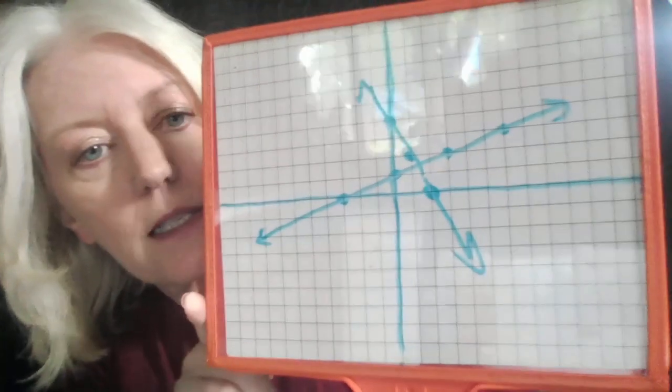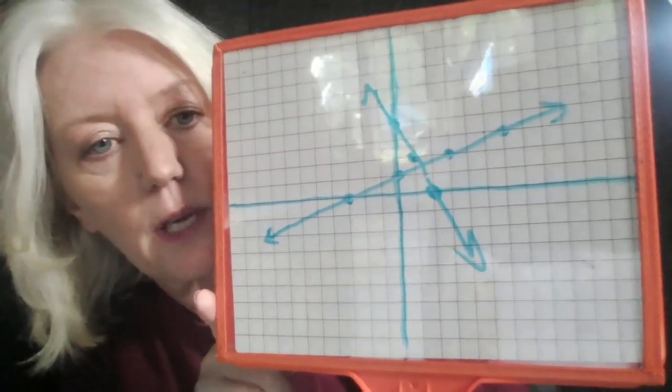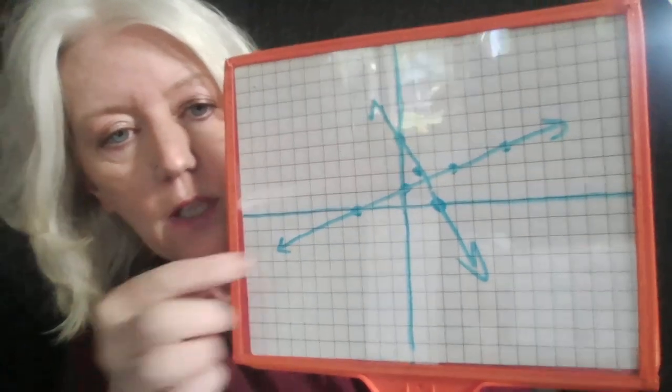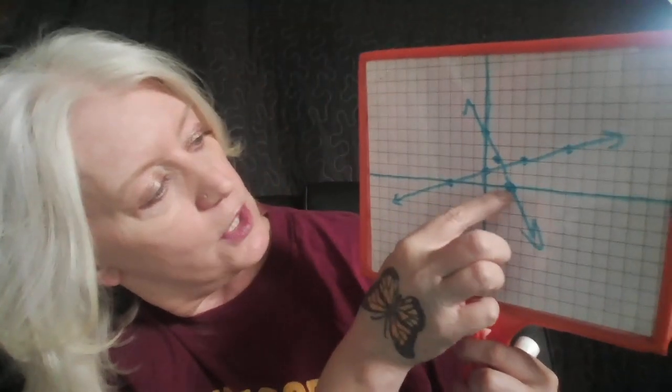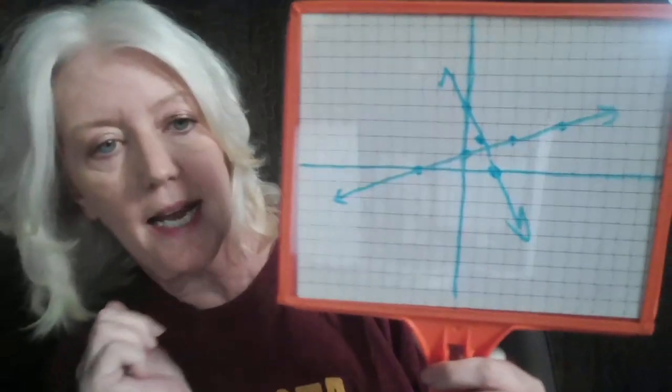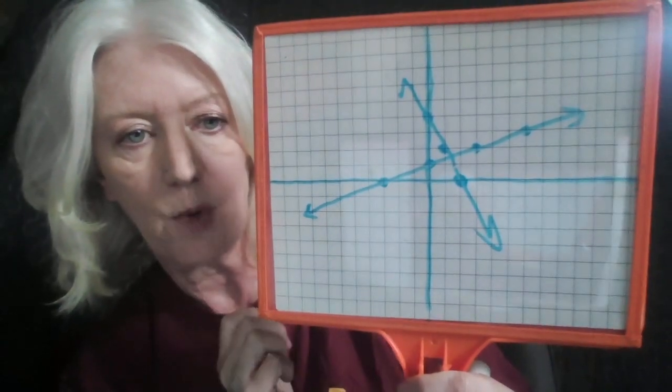See where they intersect? It's not on a whole number. It's like in between boxes. I can't really tell what it is. It sort of looks like it's over maybe 1.5, up 1.5. I can't really tell exactly where that point is.